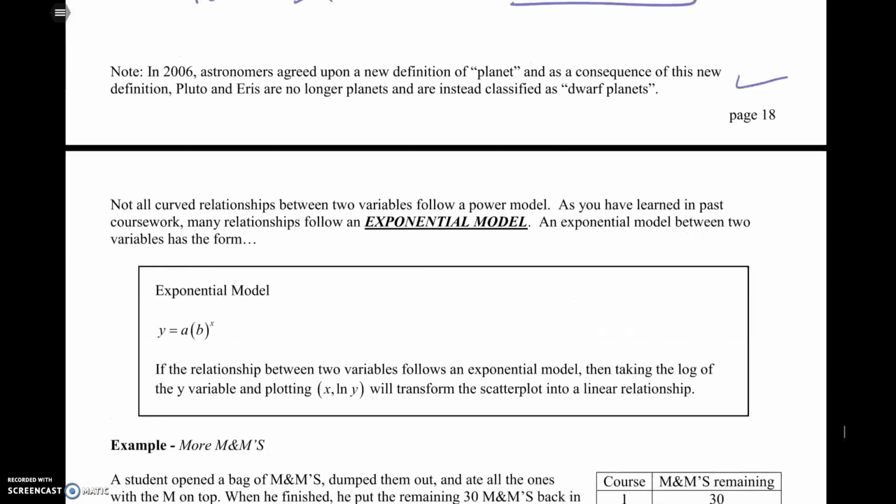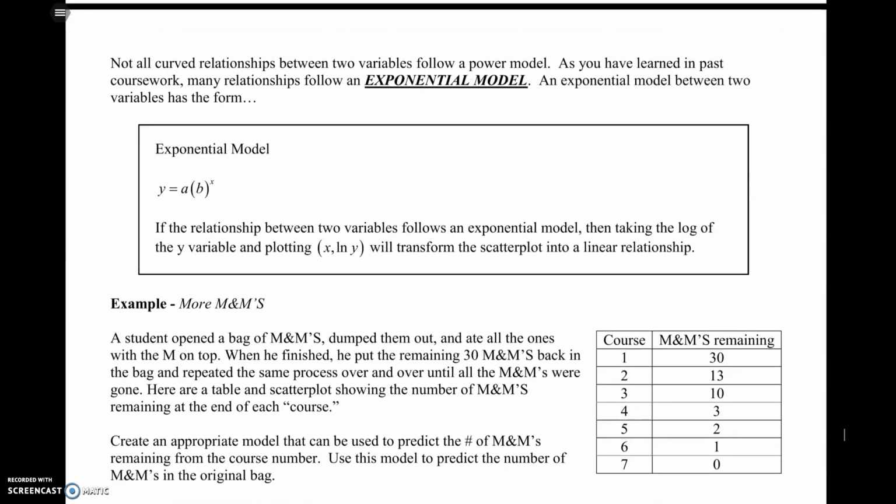All right, so we just talked about the power model. However, not all curve relationships between two variables follow a power model. In fact, there are many models. You're only responsible for two in this course, the power model and the exponential model.